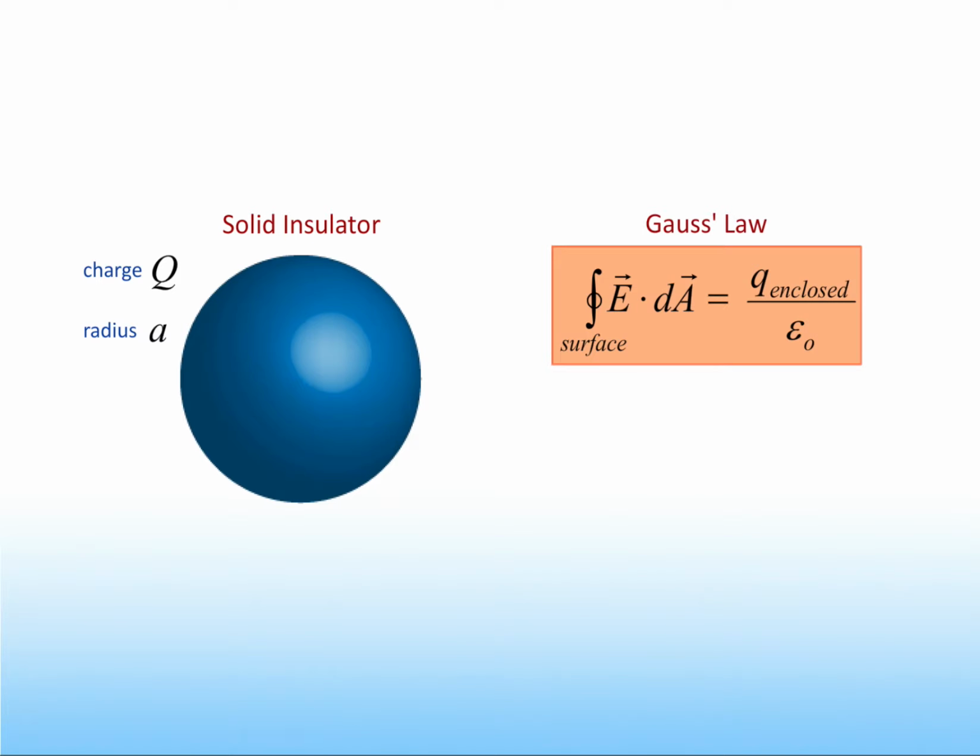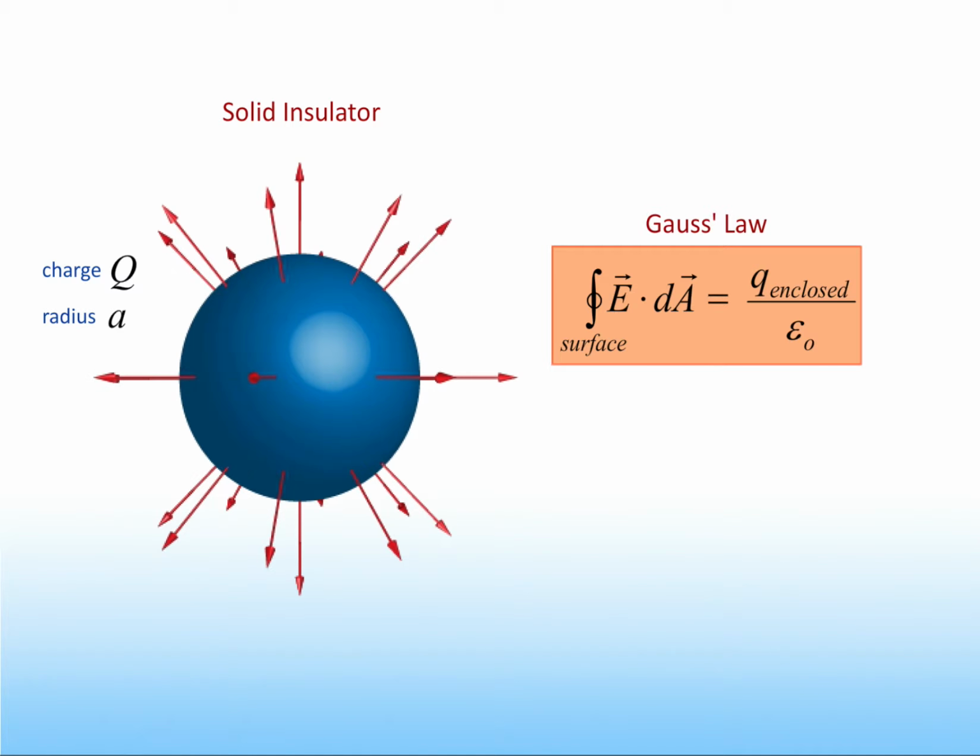We want to determine the electric field E from Gauss's law. In this case, the charge distribution possesses spherical symmetry. That is, the charge distribution itself is only a function of r, the distance from the center of the insulator. Since the charge distribution is spherically symmetric, the electric field produced by this charge distribution must also be spherically symmetric. Its magnitude can only depend on the distance from the center of the insulator, and its direction must be radial.